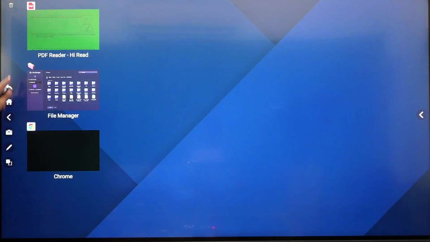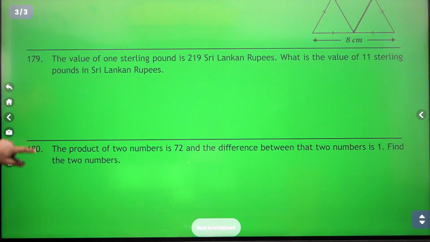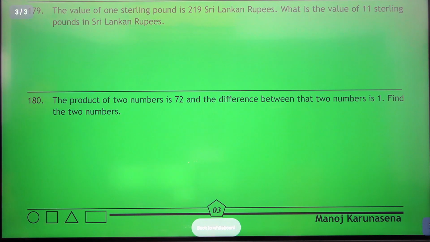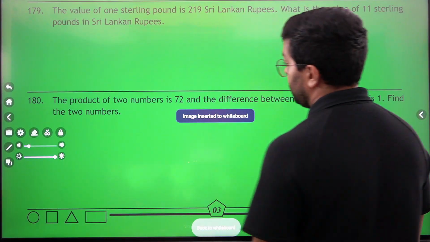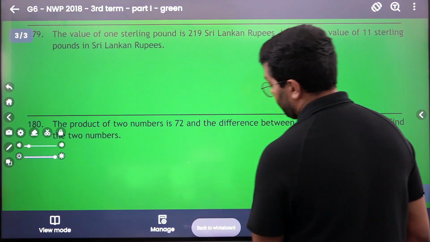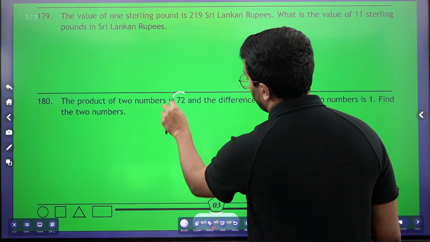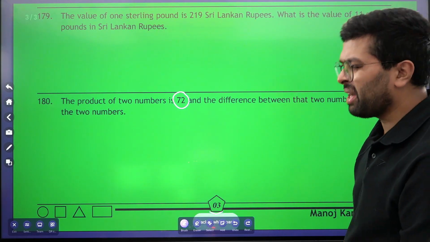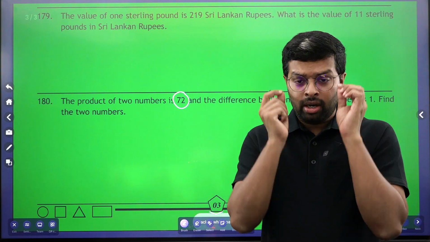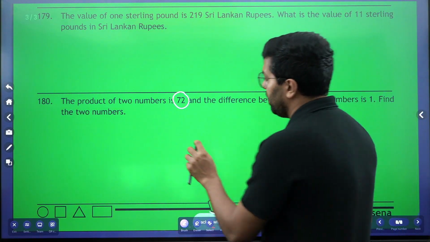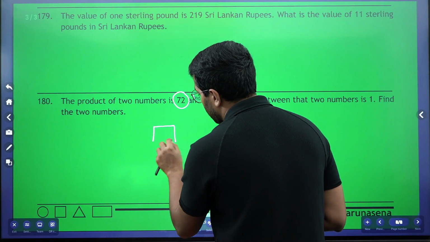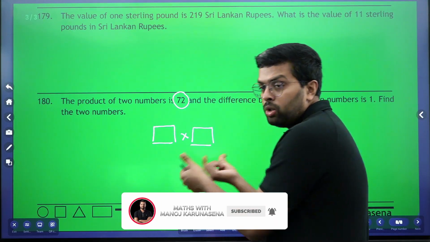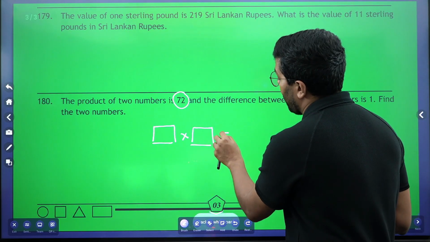Right? Moving on. So we are moving into the last question of this paper. What does it say? The product of two numbers is 72, and the difference between those two numbers is 1. So the product means, can you remember? What does it mean by product? When you multiply a number with another number, the outcome, the answer, we call it the product.